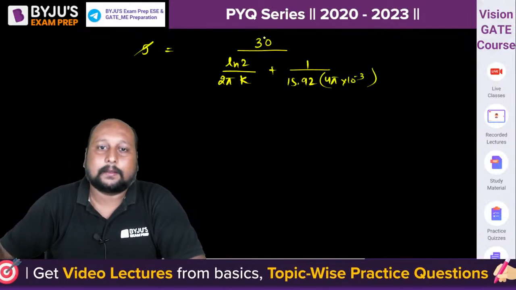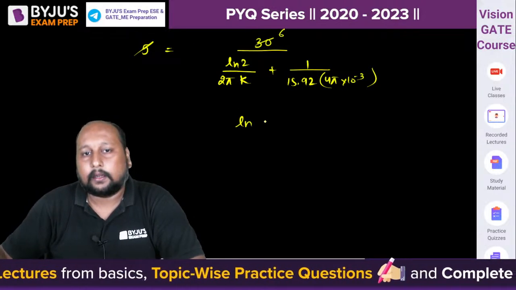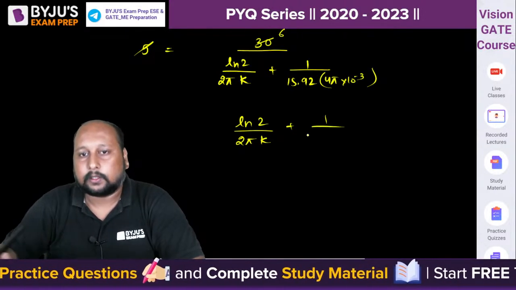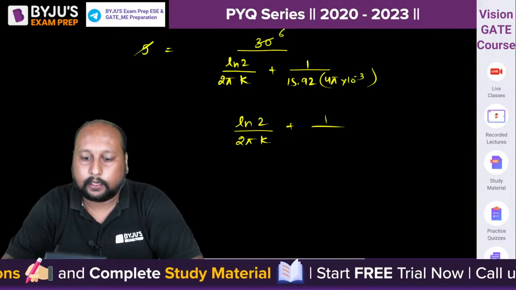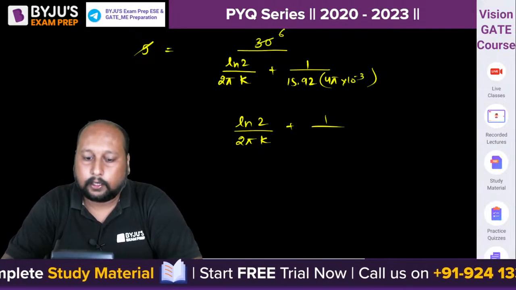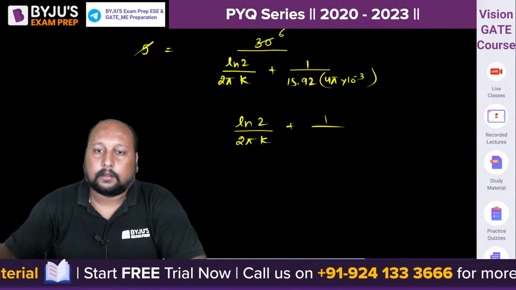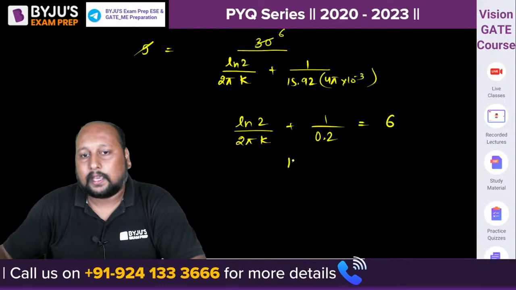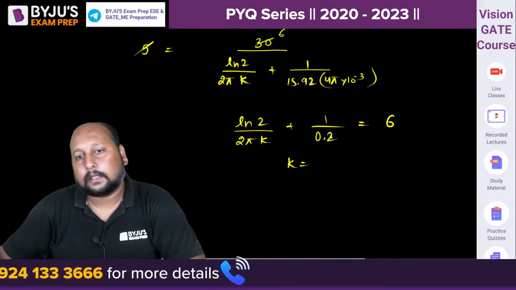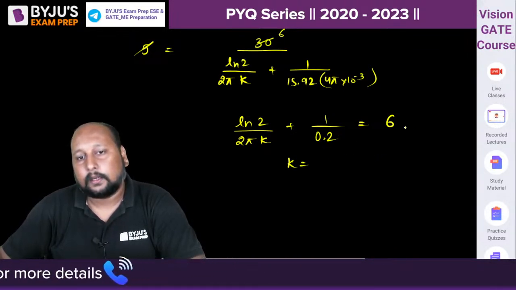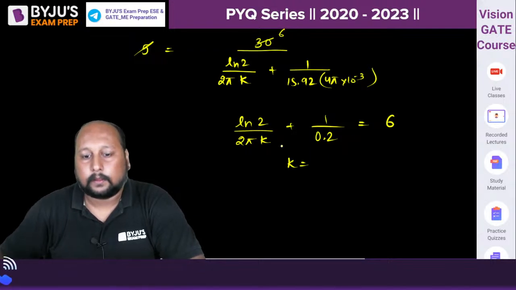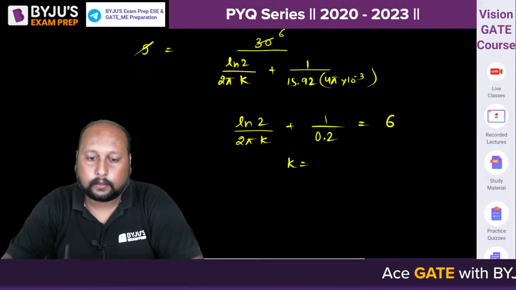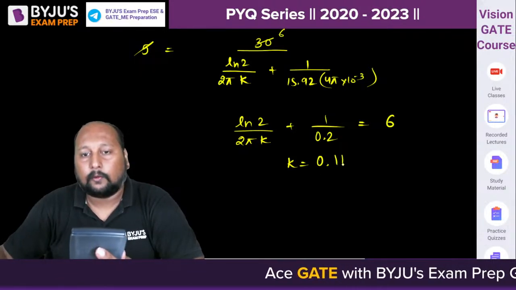So this is 6. So ln 2 divided by 2 pi k plus 1 upon this value, 15.92 into 4 pi into 10 to the power minus 3, this is 0.2, is equal to 6. So the k value is equal to, this is nothing but 5, so ln 2 by 2 pi. Are we getting 0.110?